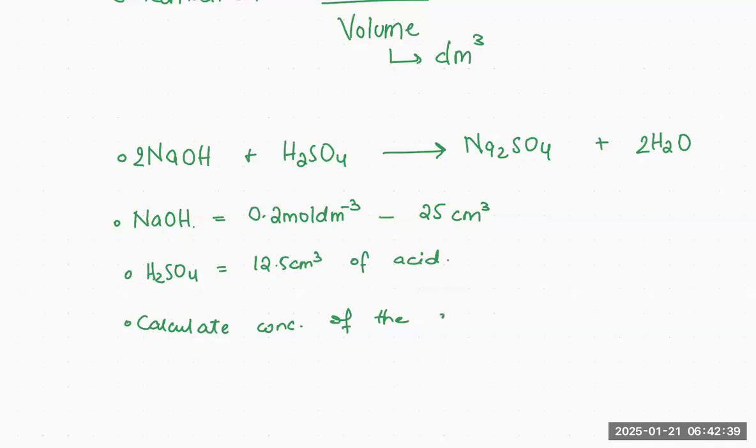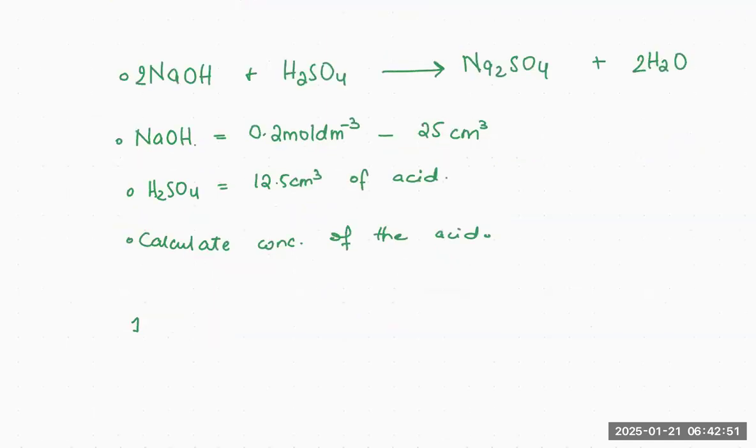So this is why we do titration, because one of the compounds is unknown. We don't know the concentration of the alkali or the acid, so we use titration to figure it out. First thing is first, we figure out the moles of the given. What is given? Sodium hydroxide. So let's start by finding moles of sodium hydroxide.